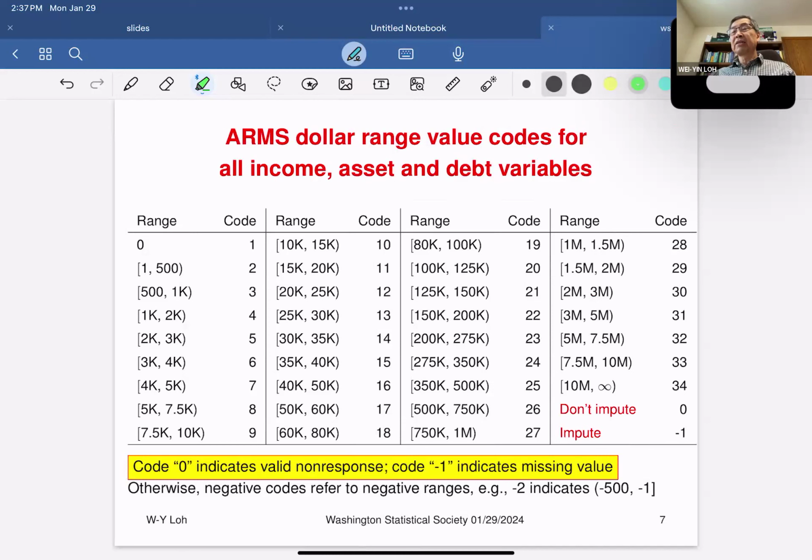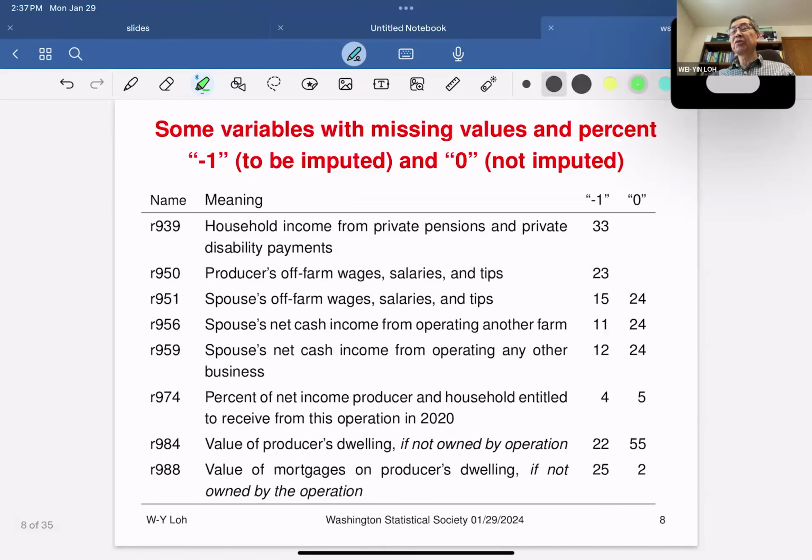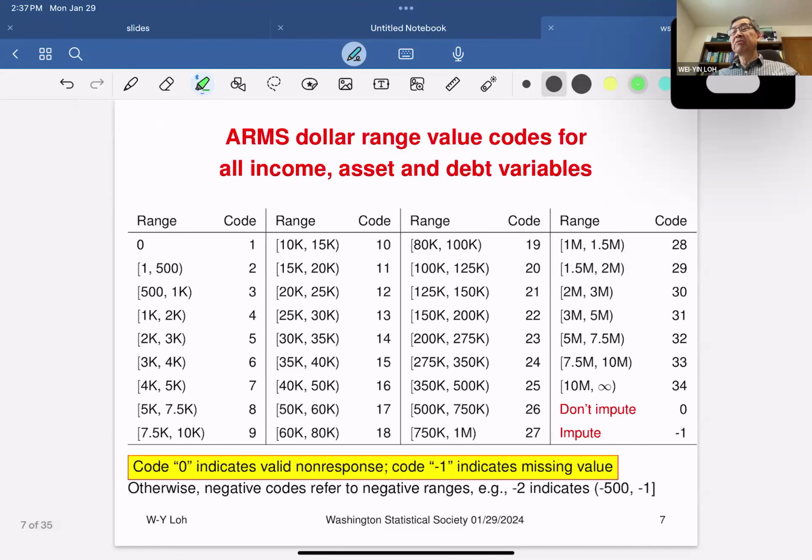The other variables are the income, debt, and so forth. And the interesting thing about this data set is, let me jump ahead to household income. The first variable, R939, is household income from private pensions and private disability payments. These should be dollars, but in the survey, they don't record the actual number of dollars. They just indicate a code. If there's no such income, if the value is 0, the code is 1. If the amount of income for that variable is between 1 and 500, it is coded 2. So you don't know the actual dollar value.